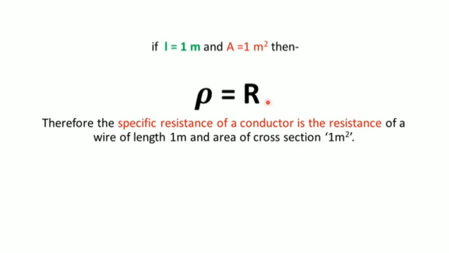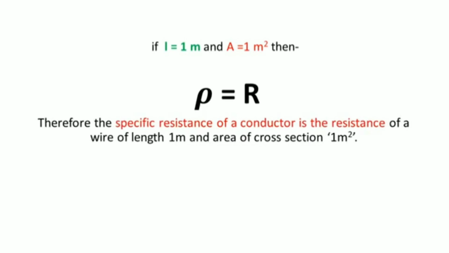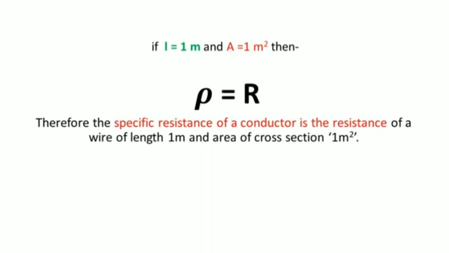Specific resistance. So if L is equal to 1 meter, A is equal to 1 meter square, then rho is equal to R. So specific resistance or resistivity of a conductor is the resistance of a wire of length 1 meter and area of cross section 1 meter square. So resistance of a wire of unit length and unit area of cross section is called its resistivity. Its unit is ohm meter. That's all about this topic.